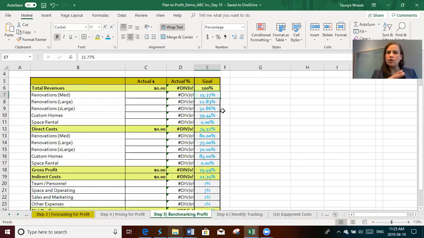Because again, remember, custom homes, we're only making 15% net profit. So if all of a sudden these guys start moving up into 50, 60% of their revenue being from custom homes, I'm going to start to say, you know what? Are we losing 15% of our net profit? Because is that taking away your time from these other renovations here? So you just need to check in on this.